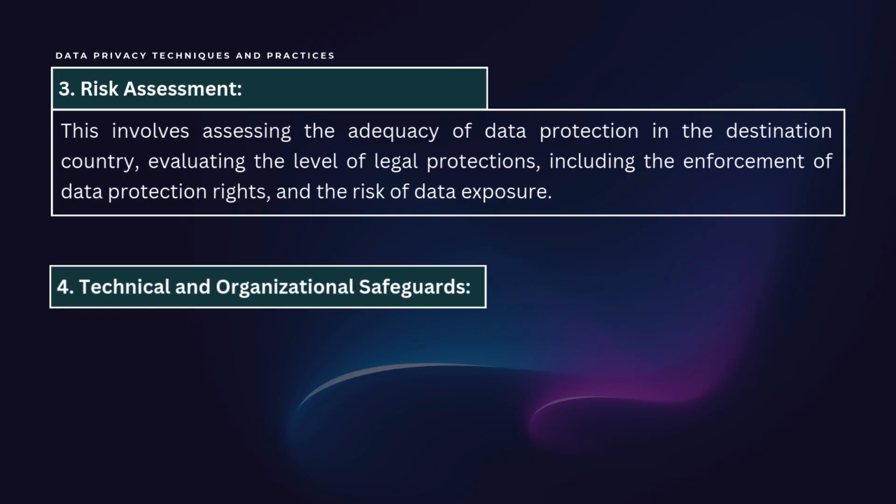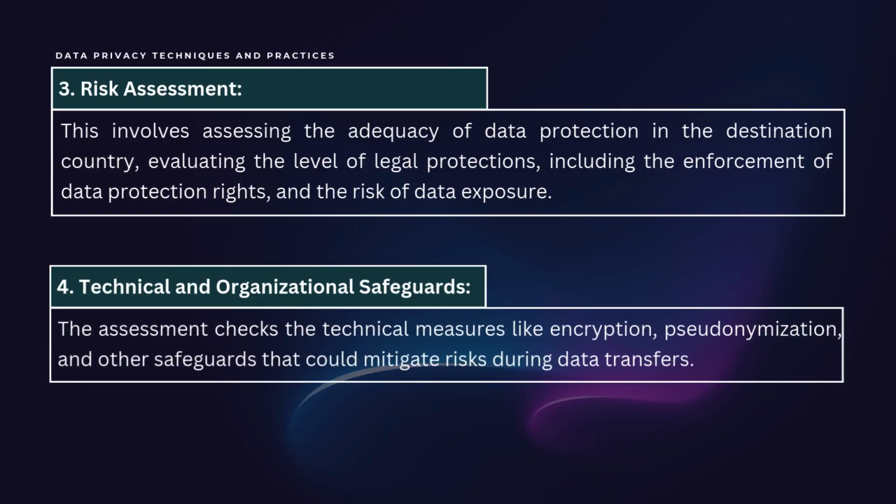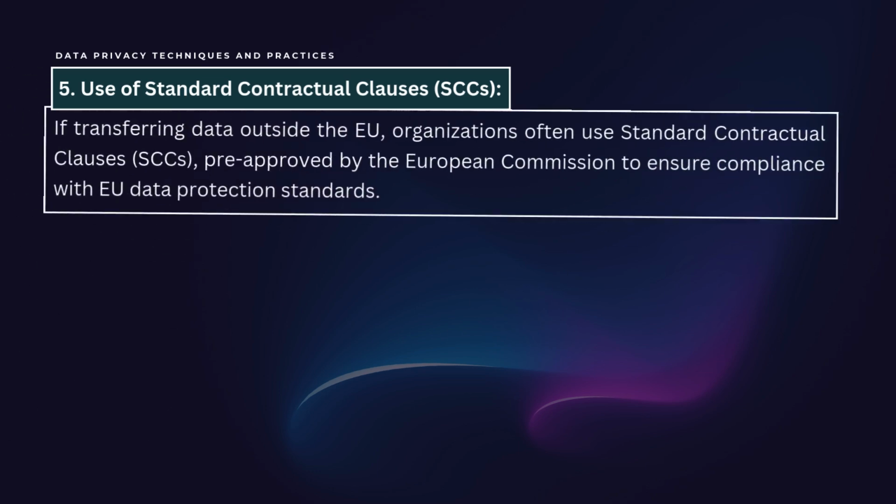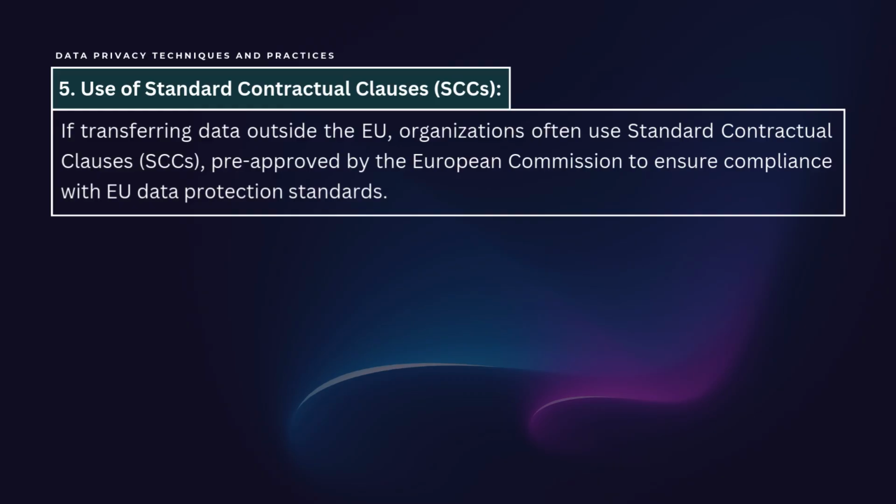Fourth, technical and organizational safeguards. The assessment checks the technical measures like encryption, pseudonymization, and other safeguards that could mitigate risks during data transfers. 5. Use of standard contractual clauses, SCCs. When transferring data outside the EU, organizations often use standard contractual clauses, SCCs, pre-approved by the European Commission to ensure compliance with EU data protection standards.